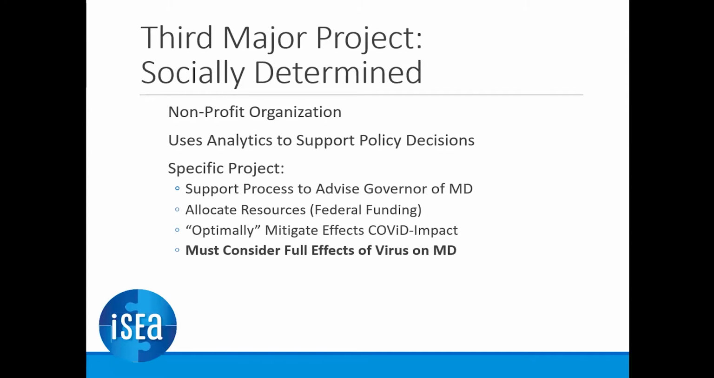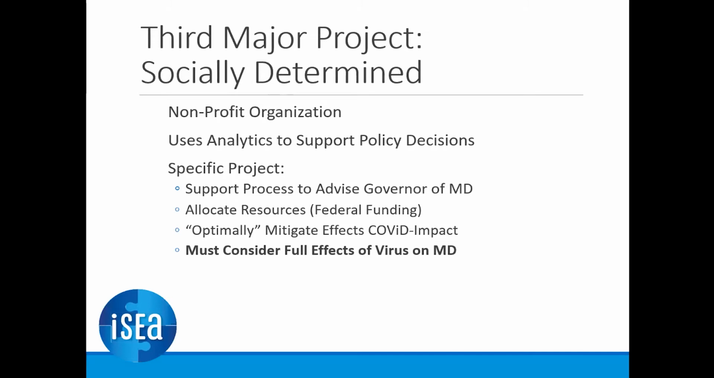Our third major project: there's a nonprofit organization that was founded by Virginia Tech graduates called Socially Determined, headquartered in DC. So we did a lot with Maryland, with Virginia, with the federal government. Its intent is to use analytics to support policy decisions. It's really very much about the analytics. Our specific project is to support the process to advise the governor of Maryland. How can he optimally mitigate the effects of COVID impact with the federal funding he's receiving? And of course, what we have to do is consider the full effects of the virus on the state. We've got a complex problem here.